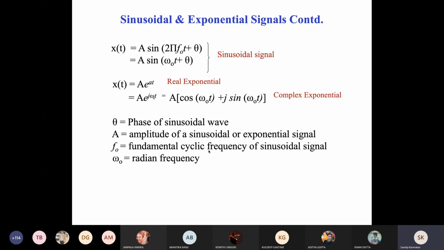So sinusoidal signals, you have already done this in your class 12 course, right? Yes? Yes, sir. In complex analysis, you have done some part of it, right? Complex numbers.